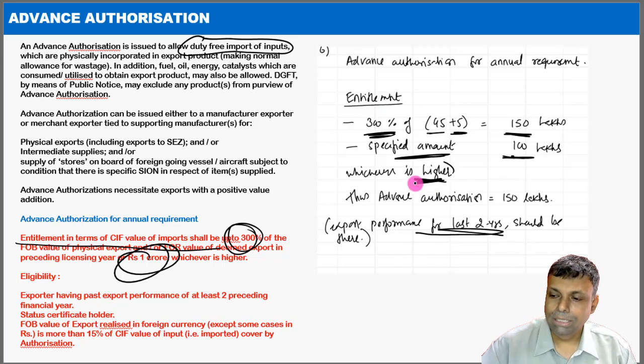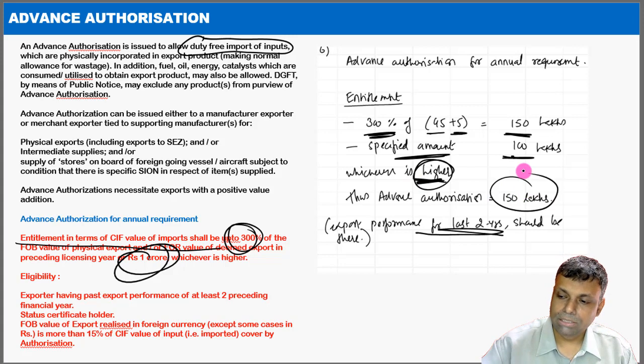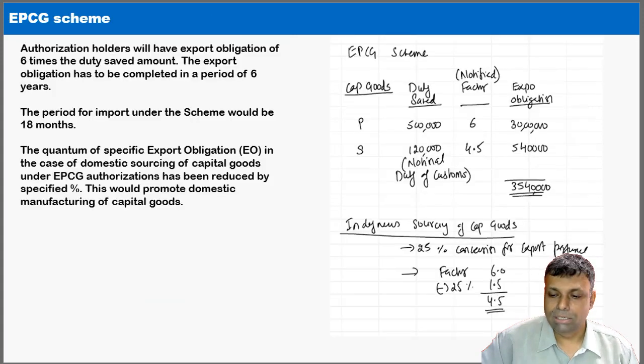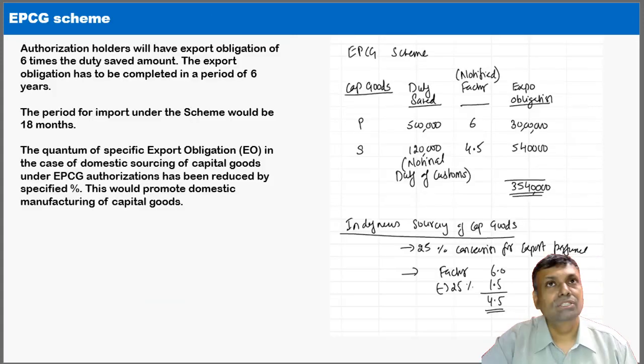So this is limit 1, limit 2, whichever is higher. So advance authorization based on this much data is going to be 150 lakhs, basically 1.5 crore rupees. So that much duty free annually you can already do. Okay. The next scheme is the EPCG scheme.